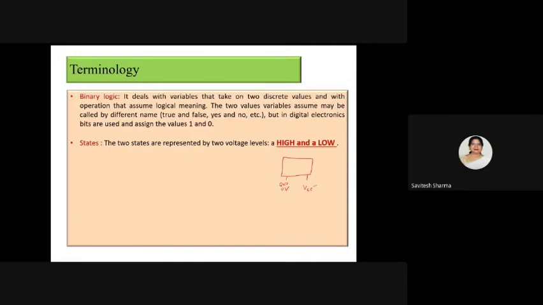Let's say VCC is 5 volt. So the lowest voltage is 0 volt and the highest voltage is 5 volt. We will assume 0 volt as low and 5 volt as high. These are the voltage levels we will use to represent logic 1 and logic 0. This is called state. State actually represents the two voltage levels.